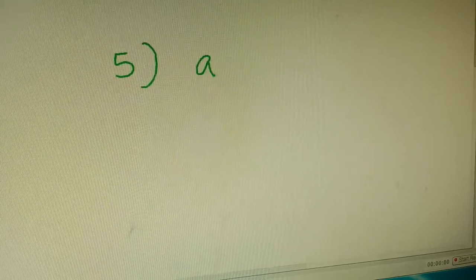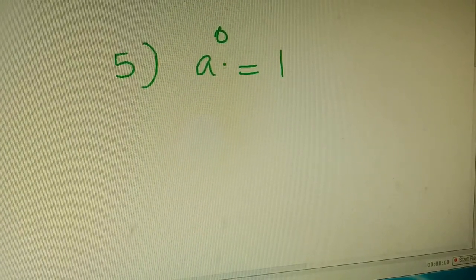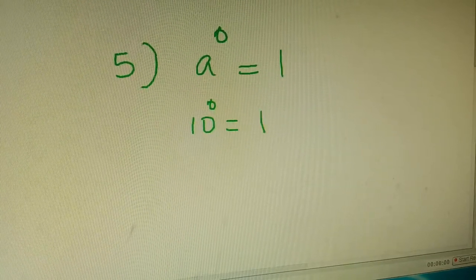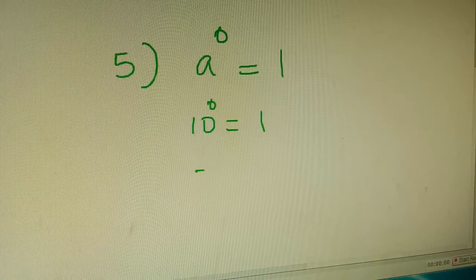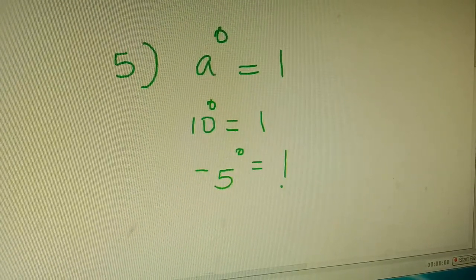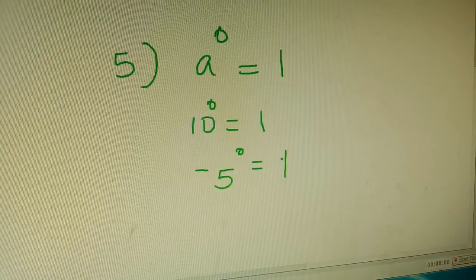Here a to the power of 0 is equal to 1. That means any number to the power 0 is 1. Example, 10 to the power 0 is 1. Then negative 5 to the power 0 is also 1. That means any number to the power 0, if the power is 0, the answer is always 1.